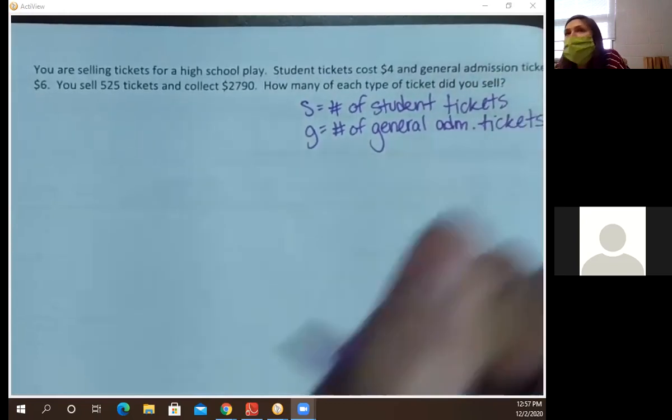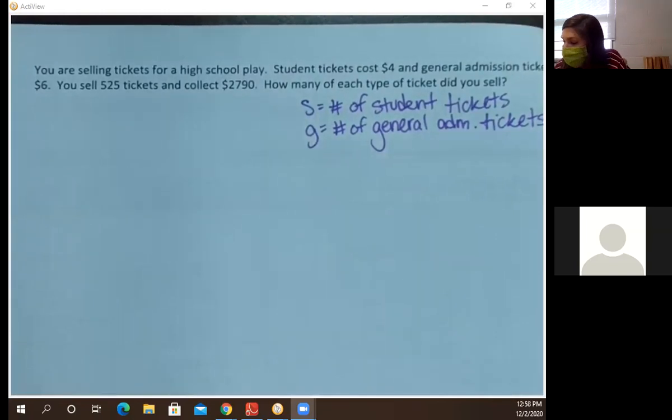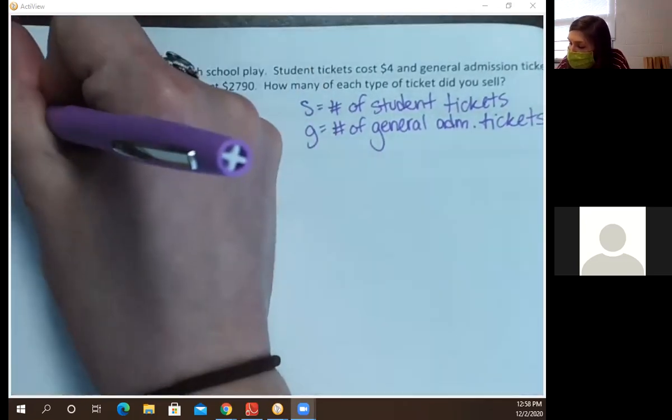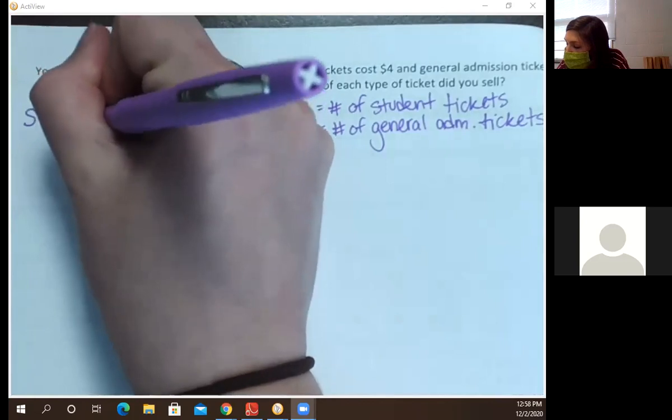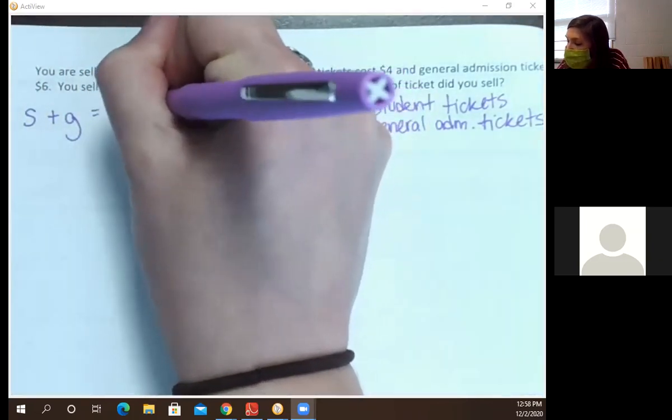If you want to use different variables, you can. If you want to stick with X and Y, that's fine. So I know I sold a total of 525 tickets. So if I take the student tickets I sold and add them to the general admission tickets I sold, I get 525 total tickets.